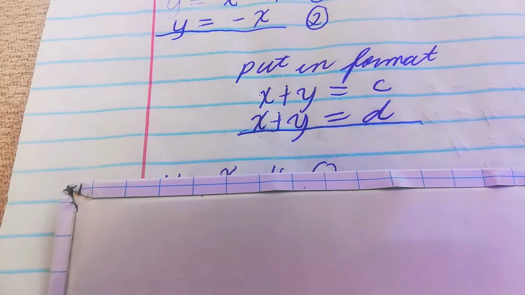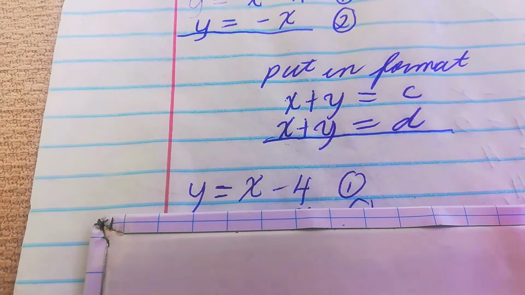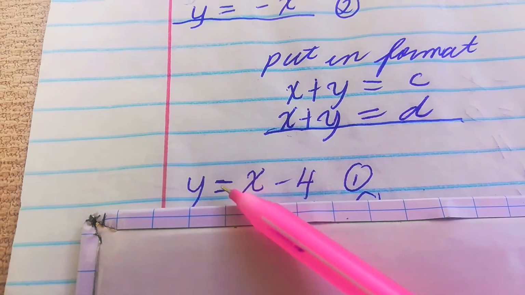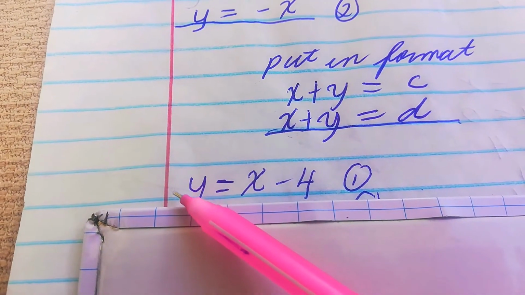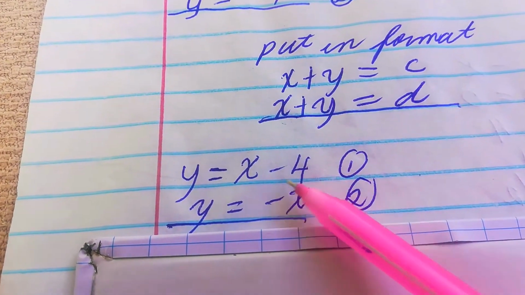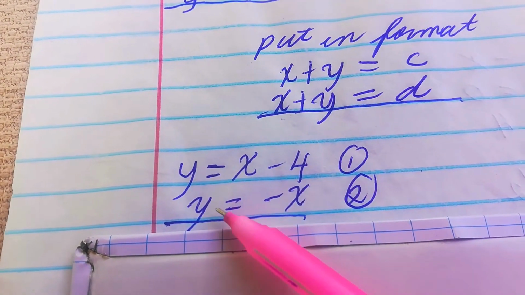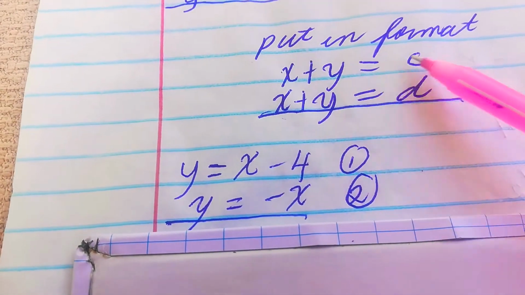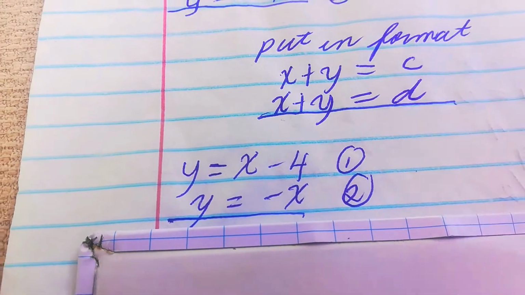Now, how do we do that? So we take the first one. We have y equals x minus 4, and we're going to isolate the x. Well, we're going to take the x and bring it where the y is. Our two problems were y equals x minus 4, y equals minus x. So we're going to put them so that we have x plus y equals c, or x minus y equals d.